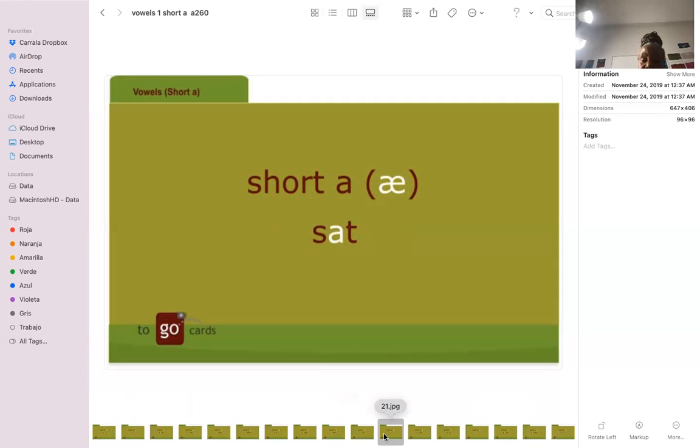Sat, once again, this is the simple past tense, the preterite of one of the most important verbs in English, to sit. He sits down on the rug. Somebody would say, he sits down on the rug. Yesterday, he sat on the rug. Gadfly.